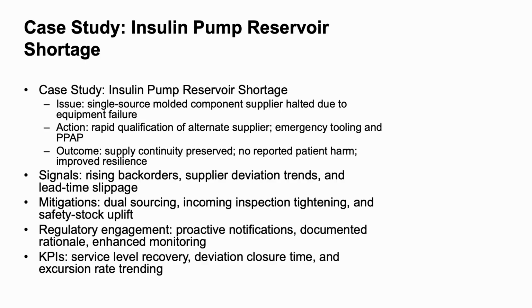Post-implementation metrics tracked included service level attainment, deviation closure time, and the rate of dimensional nonconformities. Lessons learned included the value of maintaining an approval-ready alternate supplier for high-criticality components, investing in early supplier development, and sustaining an accurate inventory of tooling health. From a risk governance perspective, the case highlighted the effectiveness of predefined triggers for escalation and the importance of cross-functional coordination among quality assurance, regulatory affairs, supply chain, and technical operations.